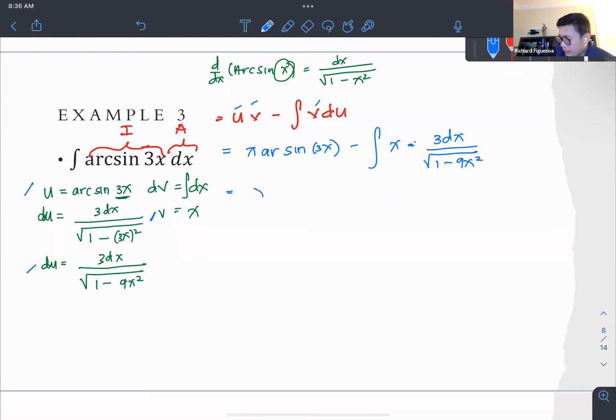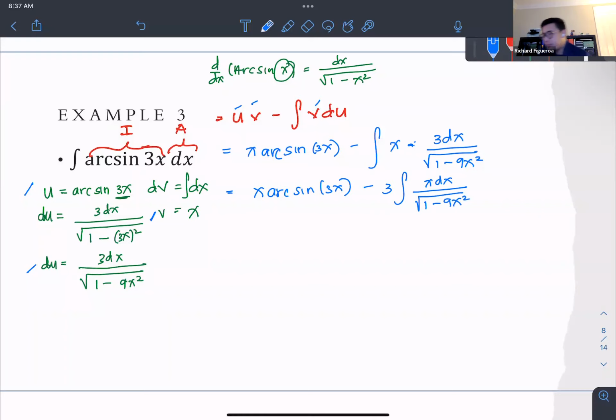So rearrange ko lang siya. So x arc sine of 3x minus, so labas natin yung 3, then the integral of x dx over the square root of 1 minus 9x squared. So nilabas ko lang yung constant. No? So x dx. So how do we integrate yung x dx over the square root of 1 minus 9x squared? So what formula is applicable to this one?